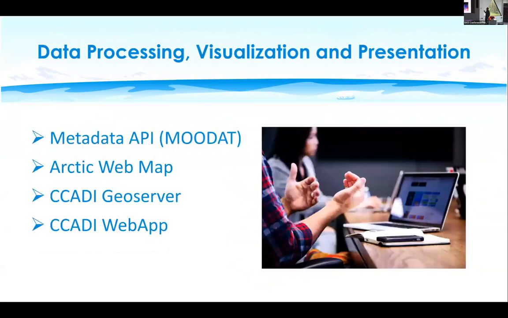So once we've got the data, we want to use it for research. So there's several different services, like our metadata API and our MODAT weather stations. We can display it on an Arctic web map, on our CCADI Geoserver instance, and also in the CCADI web app that we created.